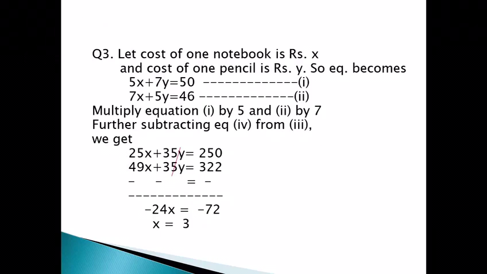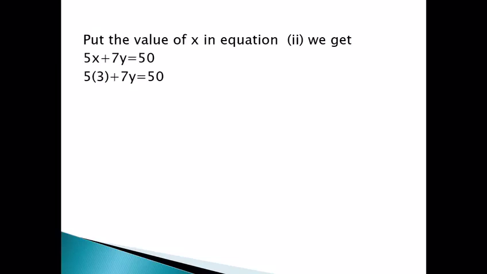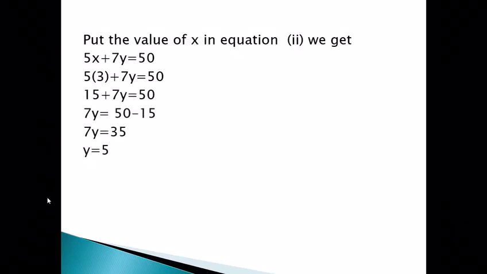Now we have x with us. Next is to find y. Substitute the value of x in the equation. You can see 5x plus 7y equal to 50. Substituting x equal to 3, 5 times 3 is 15 plus 7y equal to 50. From here I get y equal to 5. X equal to 3 and y equal to 5 is the solution of the given system of equations.